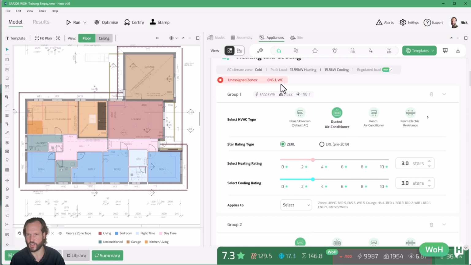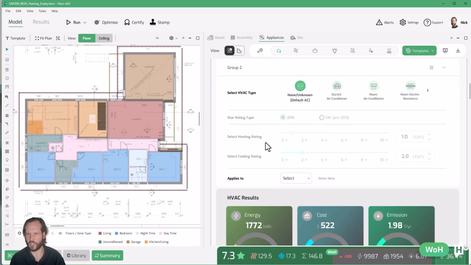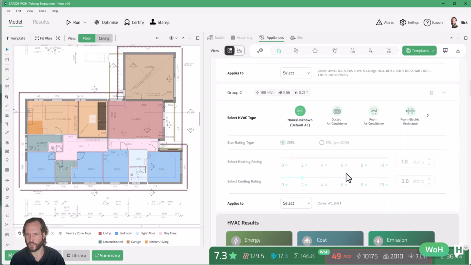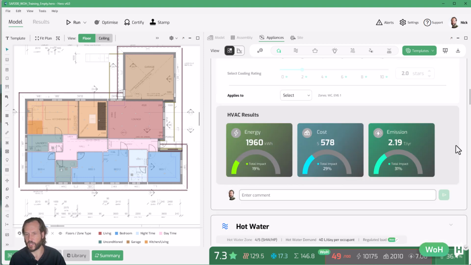We see an unassigned zone warning, and then we can go down here. There's going to be no HVAC system connected to that WC and ensuite, so we can use none, and we'll select WC and ensuite 1 here. And now we have no warning. Okay, so that's the HVAC system done.